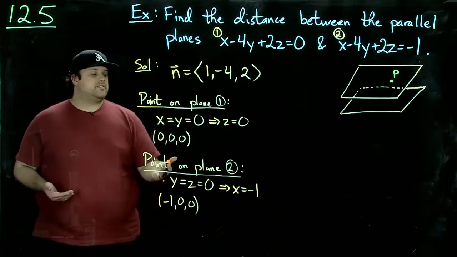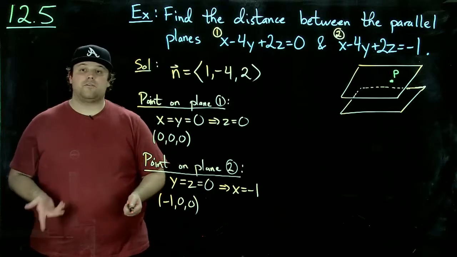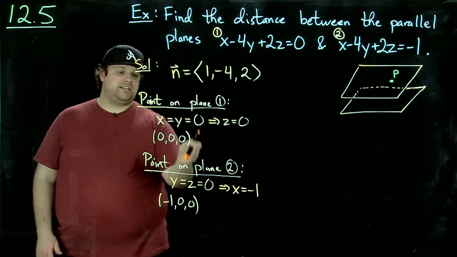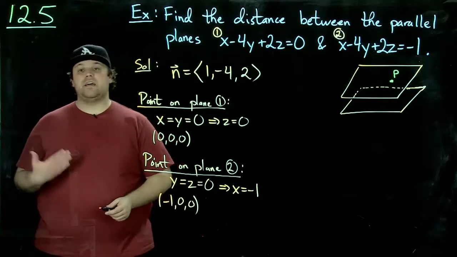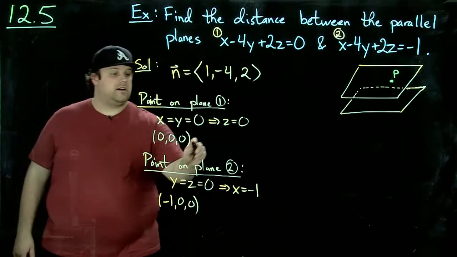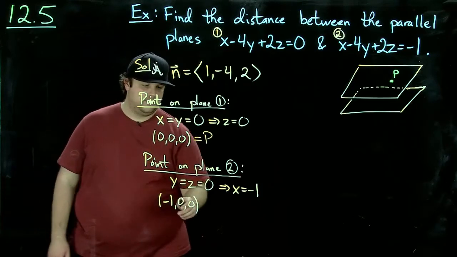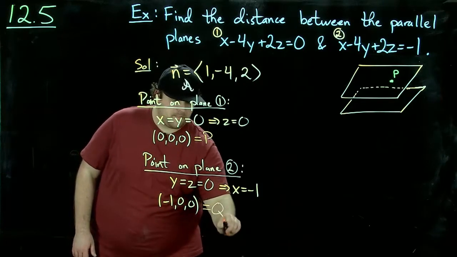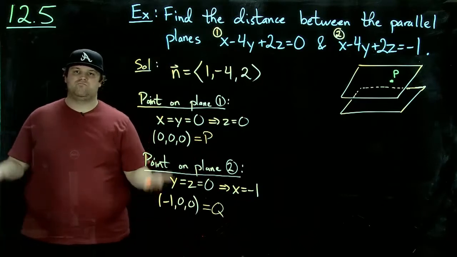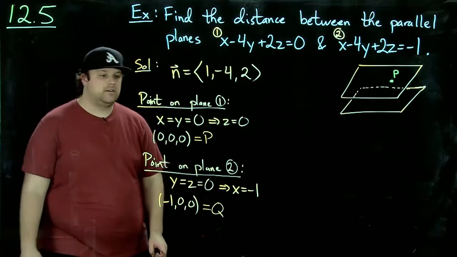Right? So according to our formula before, we need to choose one of these to be P and the other to be Q. And it really doesn't matter which one. So let's say this one is P, and this one is Q. It really doesn't matter which ones we choose, which is nice.